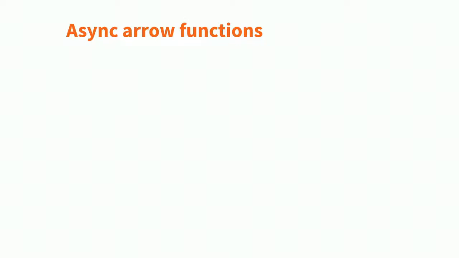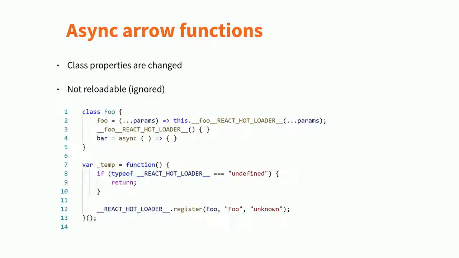The first thing that doesn't work is async arrow functions. An async arrow function is a class property, just like any other arrow function. And the Babel plugin does some weird stuff with class properties. That has something to do with the way that React proxy works. But in any case, the end result is that it's not reloadable. It's ignored. If you update an async arrow function, you won't see that change in your browser if you refresh the page.